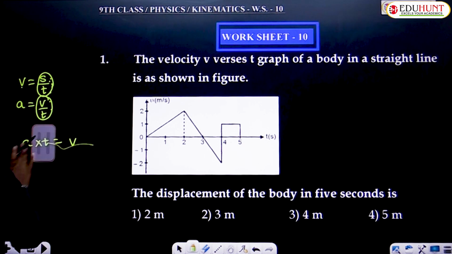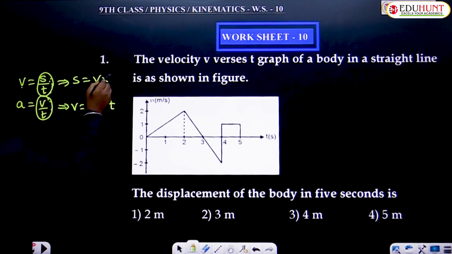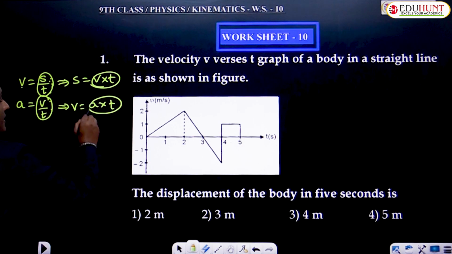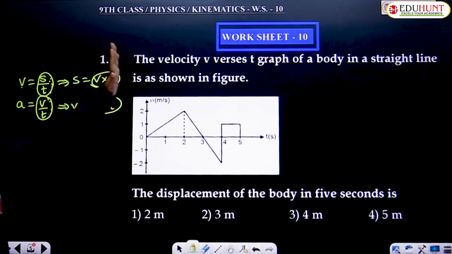Yes or no, children? So from this we can see that velocity equals acceleration into time. And here we can say displacement equals velocity into time. So the area under velocity time graph gives displacement and the area under acceleration time graph gives velocity. These 4 things, if you get them inside your mind, you can solve all numericals in a proper way.